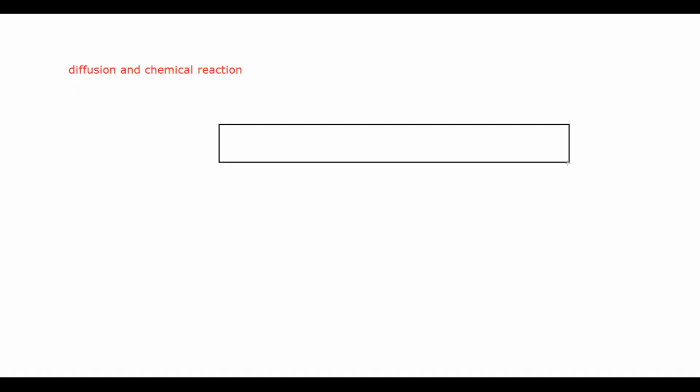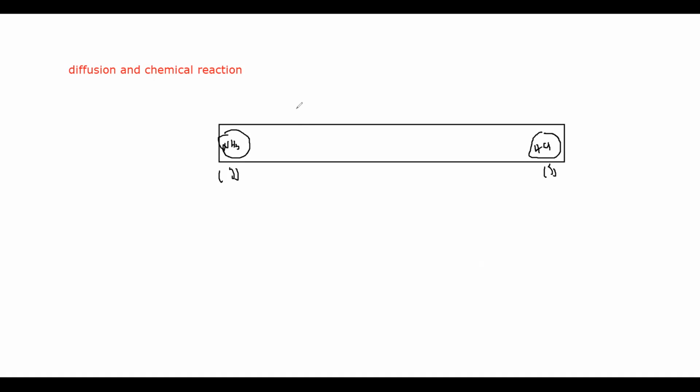So if you have a container, a cylindrical tube. On one side of this tube, you have NH3, ammonia. On the other side of the tube, you have HCl, hydrochloric gas. Both are gases. This one is gas. This one is also gas. And you want to identify which position they will react.